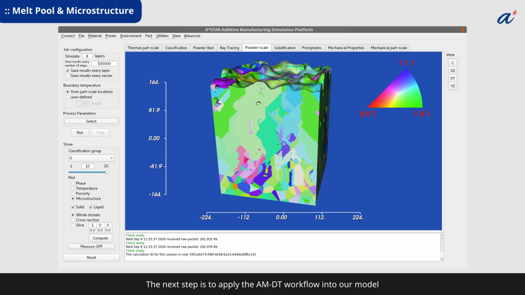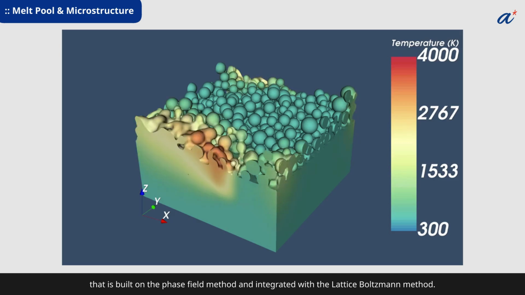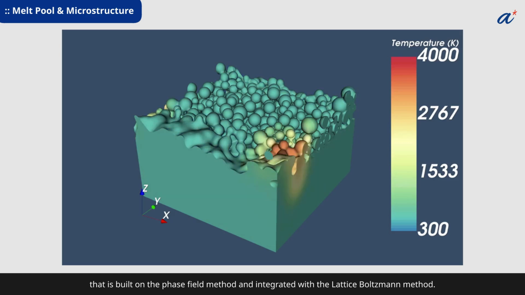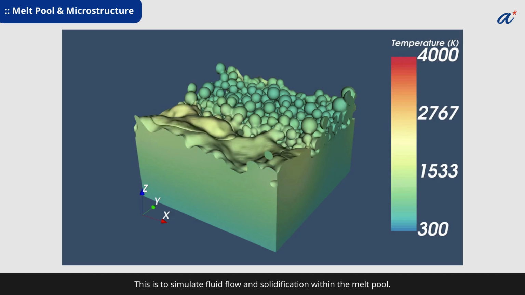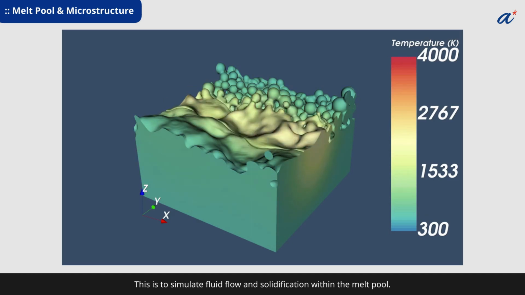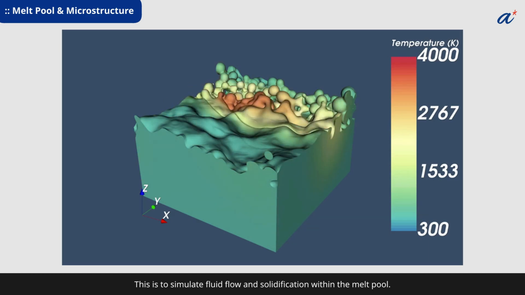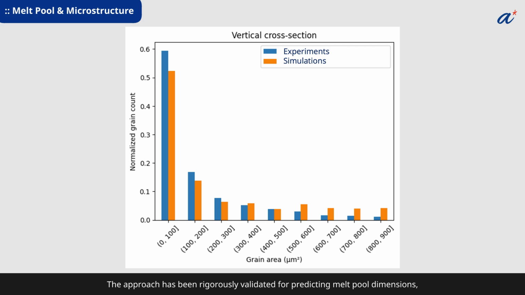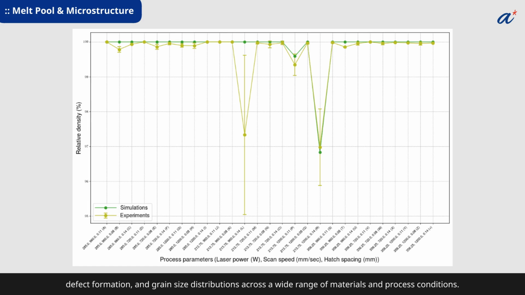The next step is to apply the AMDT workflow into our model. That is built on the phase field method and integrated with the lattice-Boltzmann method. This is to simulate fluid flow and solidification within the melt pool. The approach has been rigorously validated for predicting melt pool dimensions, defect formation, and grain size distributions across a wide range of materials and process conditions.